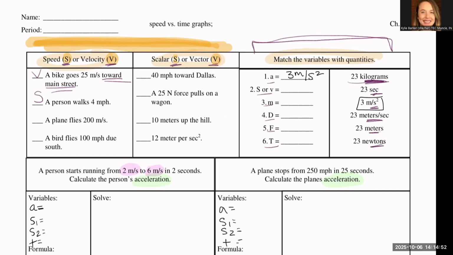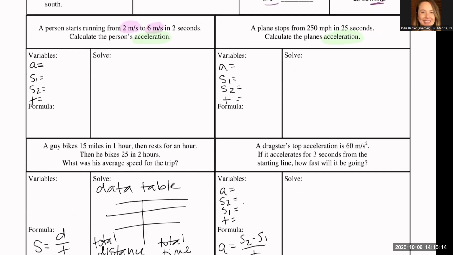So we're practicing learning that, hey, A is acceleration, and it commonly has a unit of meters per second squared. So go ahead and match those up, and you can use the previous worksheet that we did last week that had the table with all of the variables and common units. And then finally, of course, there are some word problems where you're going to be using the formula.